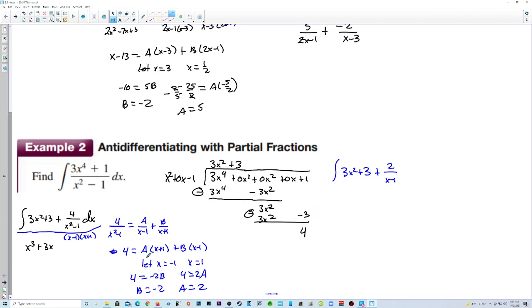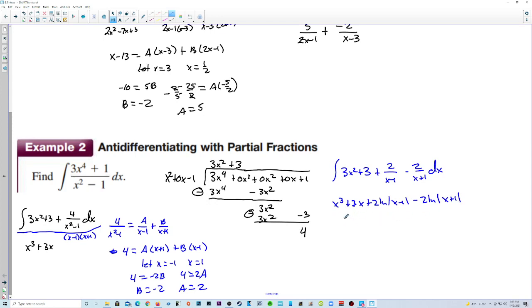And then we have a negative 2 for b. So let's do this, minus 2 over x plus 1 dx. And now we can integrate all of this. x to the third plus 3x plus 2 natural log of the absolute value of x minus 1 and minus 2 natural log of the absolute value of x plus 1.